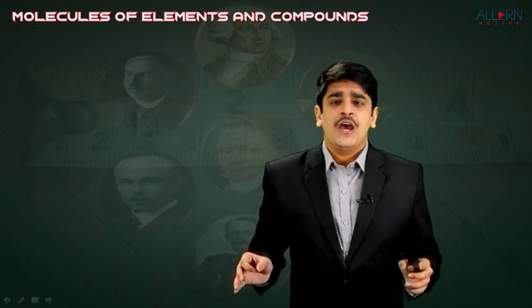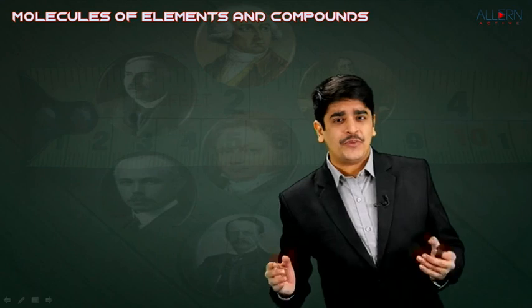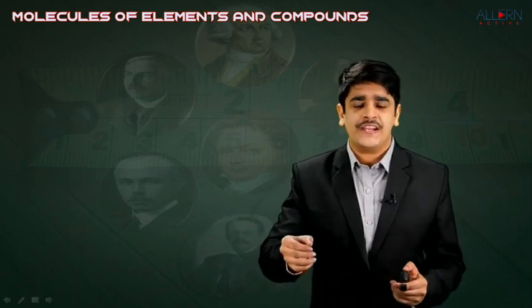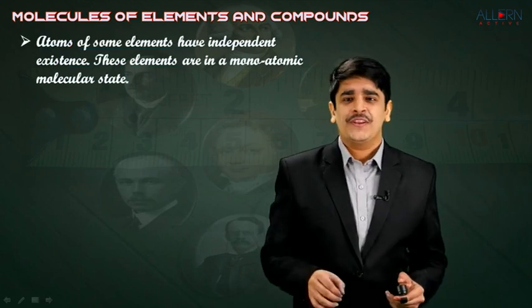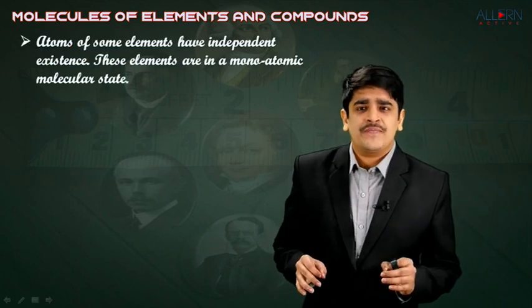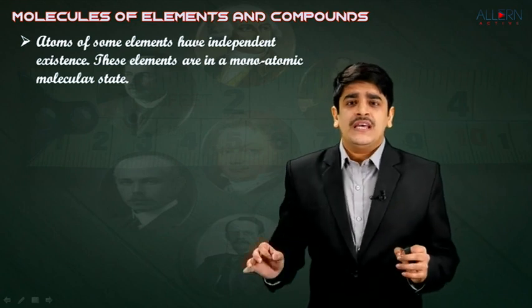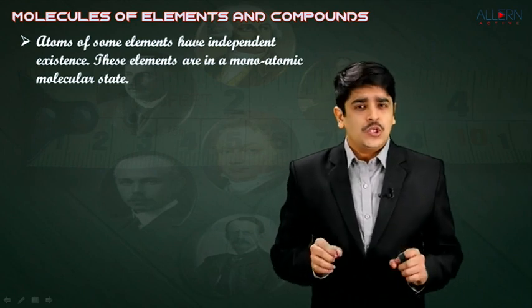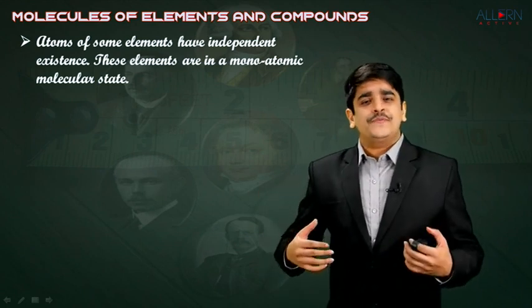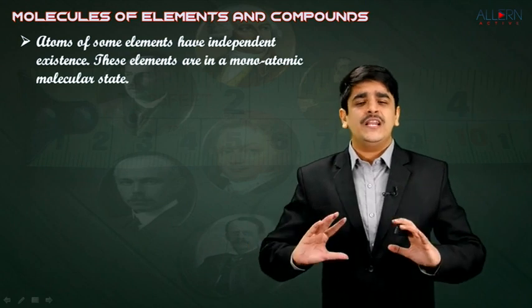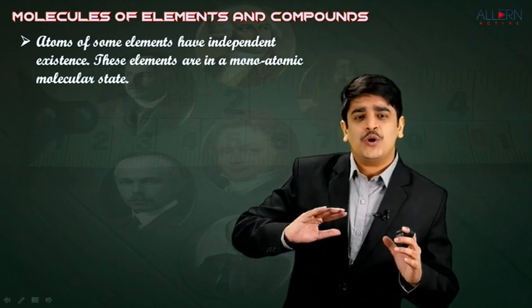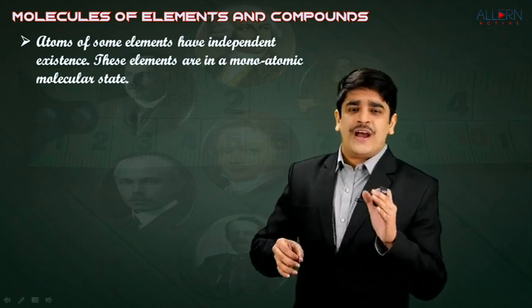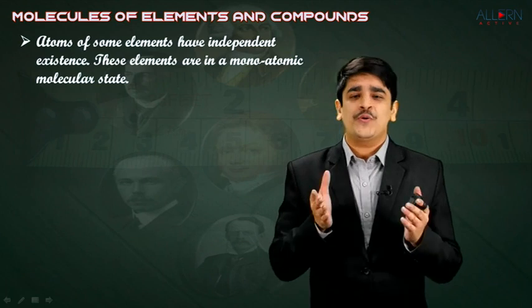Let's begin. Now over here we are going to discuss something called molecules of elements and compounds. How exactly are we going to have that? Have a look. Atoms of some elements have independent existence. These elements are considered to be monoatomic in the molecular state. So if a particular atom is absolutely stable, it has an independent existence. It does not want to combine with other elements. In that particular case, the molecule of that substance is going to be monoatomic in nature.